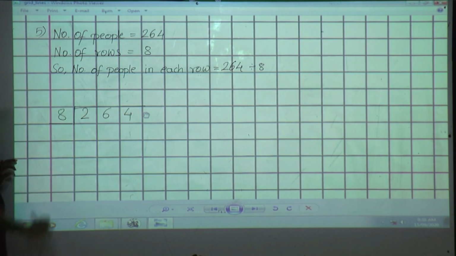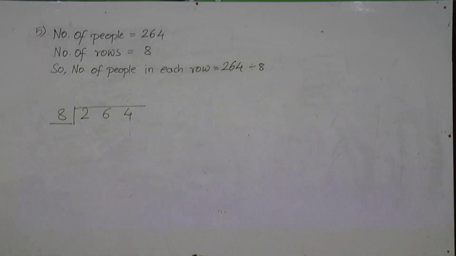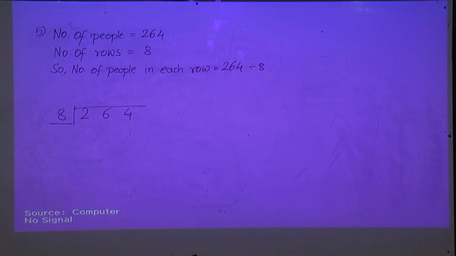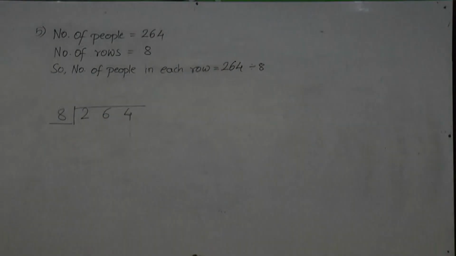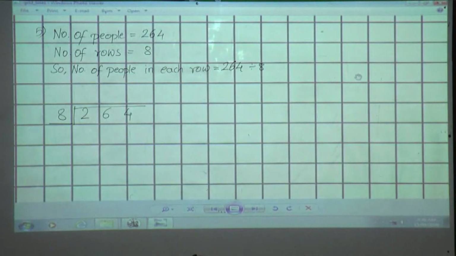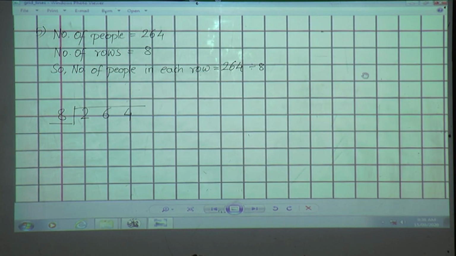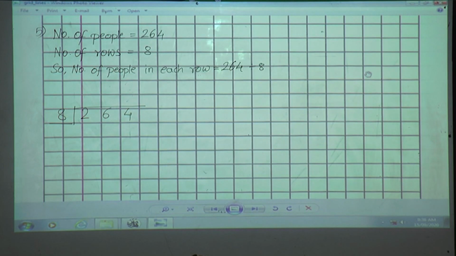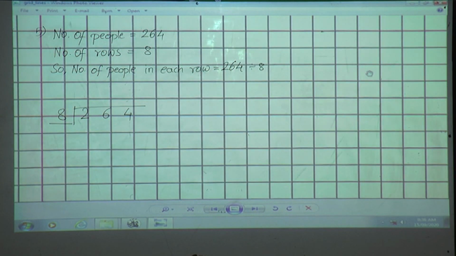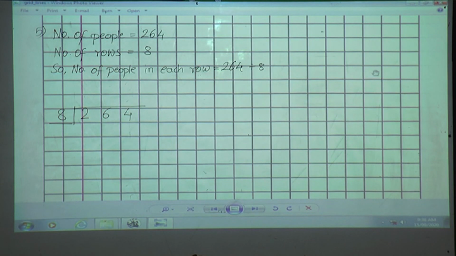264 by 8. Now see, 264, it is a 3-digit number. See the first number at hundreds place, 2 is there, and 2 is smaller than 8. So here 2 by 8 we can't do. Then what we will do? Yes, we will take the 2 digits together, that is 26. These two numbers we will take together. Okay, now 26 by 8 we have to do first.